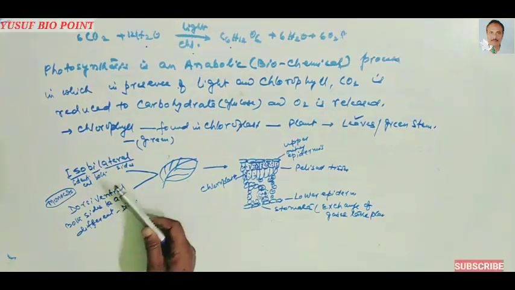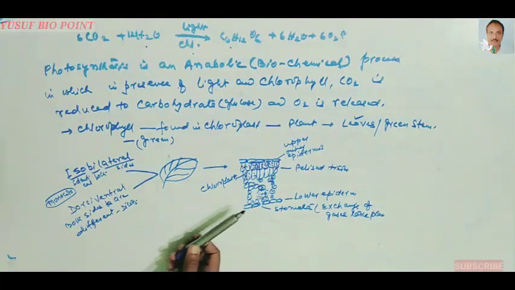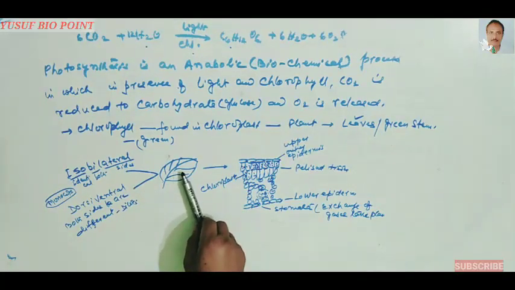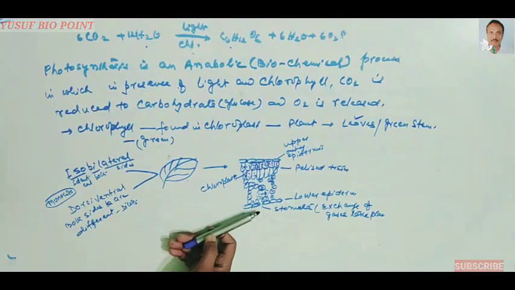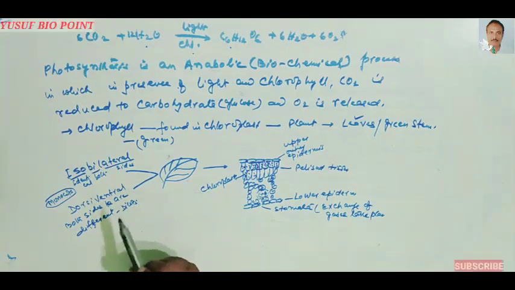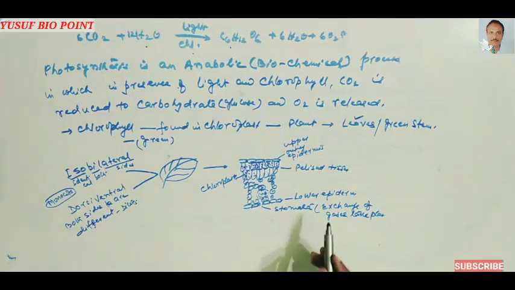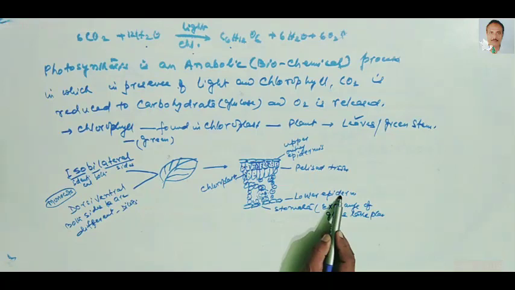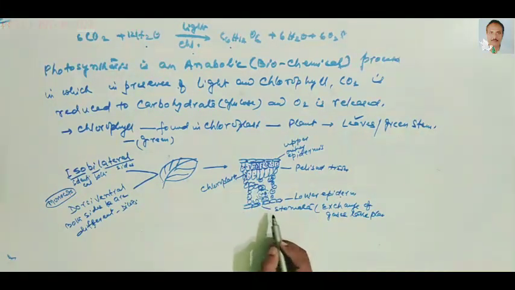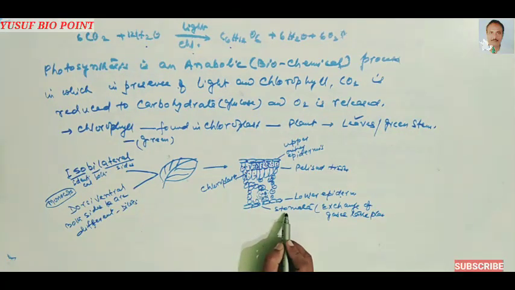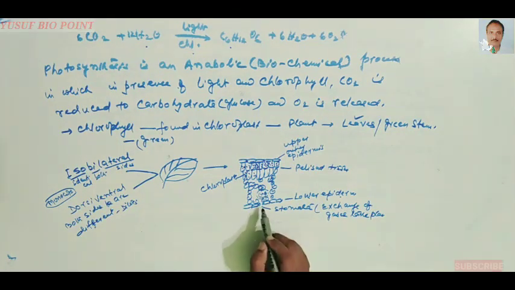One thing you know: in the isobilateral leaf, stomata are found on both sides, while in the dorsiventral leaf, the stomata are especially found on the lower epidermis. Understand? So this is a dorsiventral leaf, and we see the stomata, and through that the exchange of gases takes place.